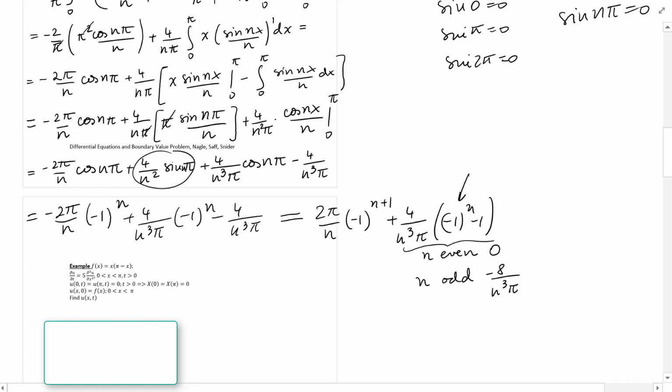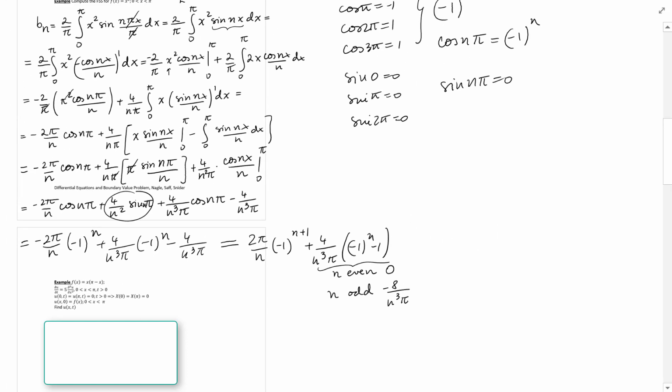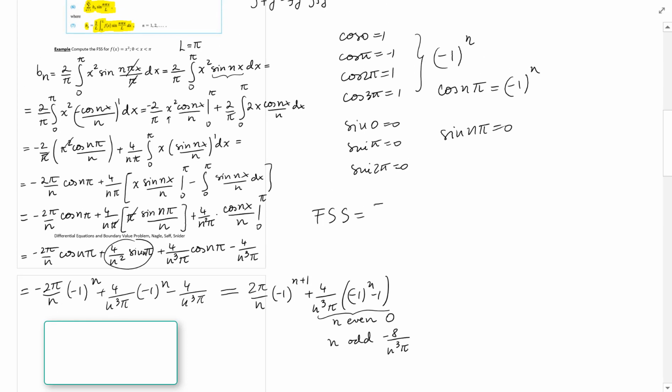So in other words, for b sub n, it's not going to make much of a difference if the whole thing was 0 for even or odd, but this way we'll just leave it like that. And we are going to say that the Fourier sine series is now equal to the sum, as n goes from 1 to infinity, of b sub n, so 2 pi over n, negative 1 to the n plus 1, plus 4 over n cubed pi, times negative 1 to the n minus 1, everything times sine of n x.